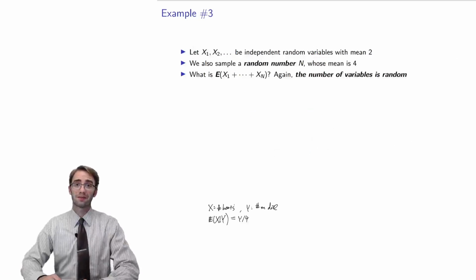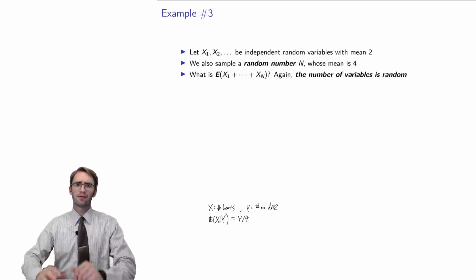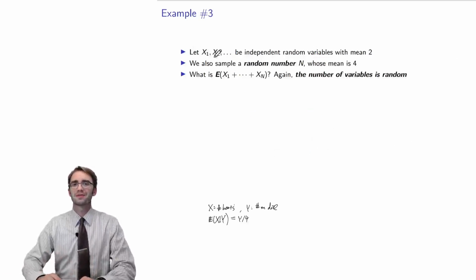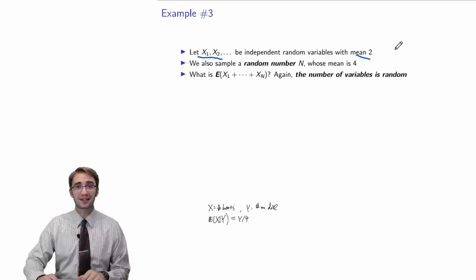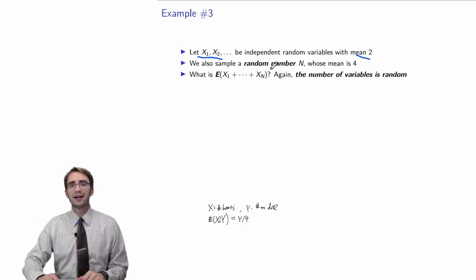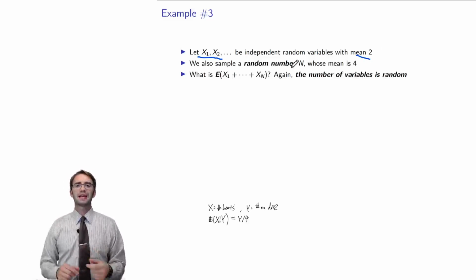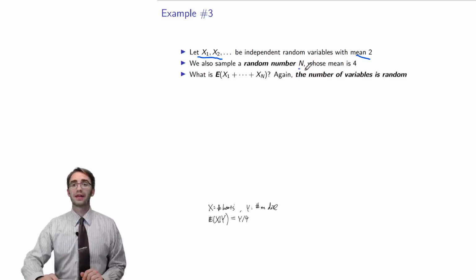Let's do another example now where the number of random variables is random. So we'll say x1, x2, and so on and so forth are a bunch of independent random variables whose mean is 2. So the expected value of each of these x's is 2. And we'll say that the number of samples that I take is going to be random. That's going to be called n, and the mean of n is 4.